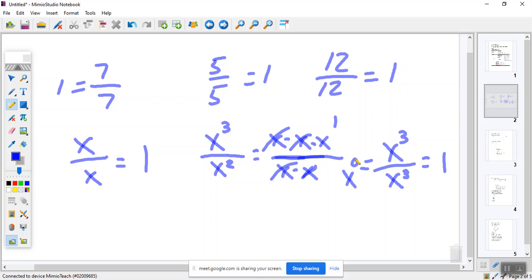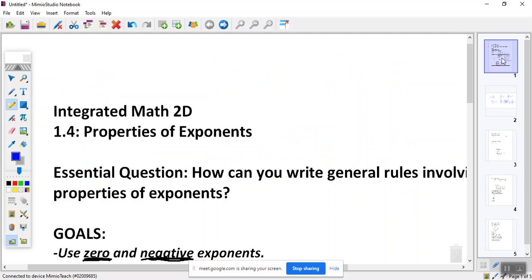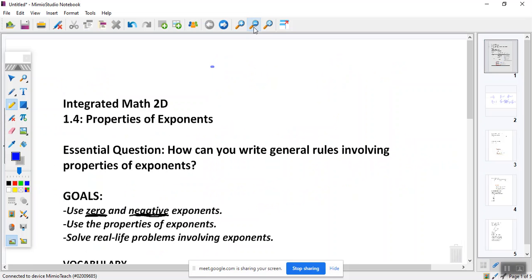So anything to the 0 power is going to equal what value? 1. Okay, don't forget that. All right? Don't forget that. All right, so let's go back here. Back to that core concept.